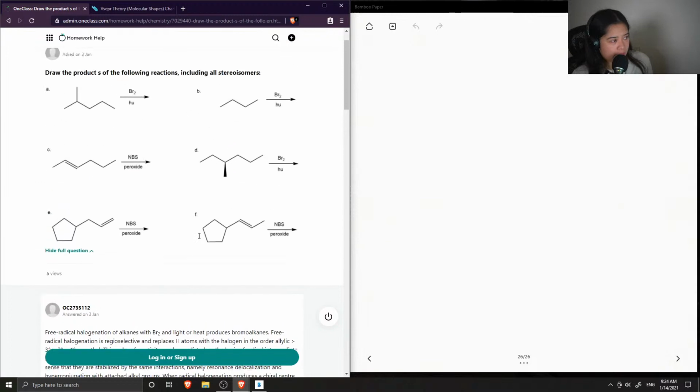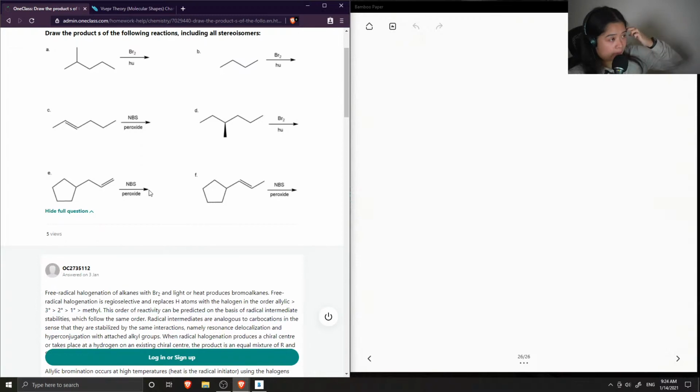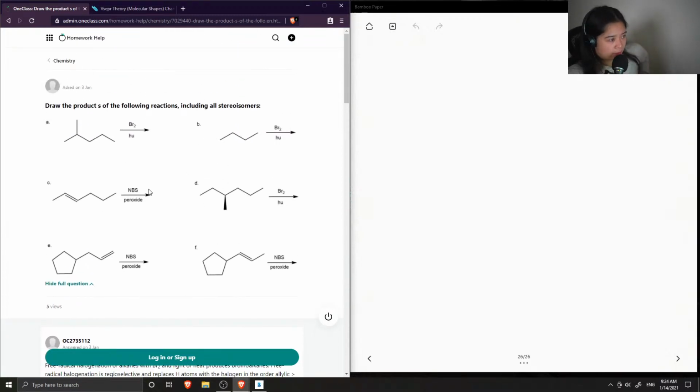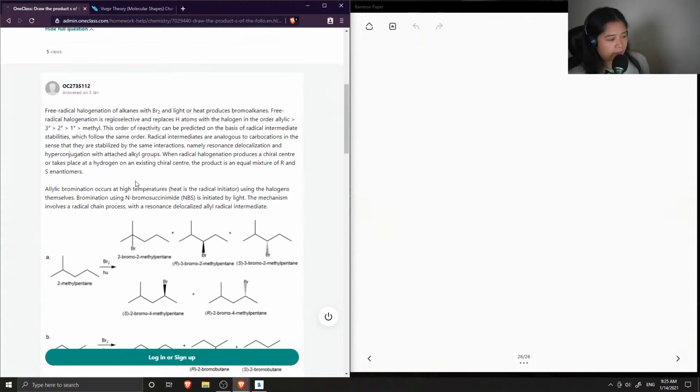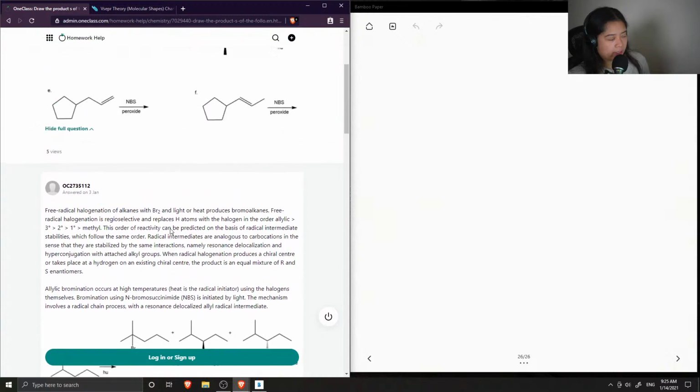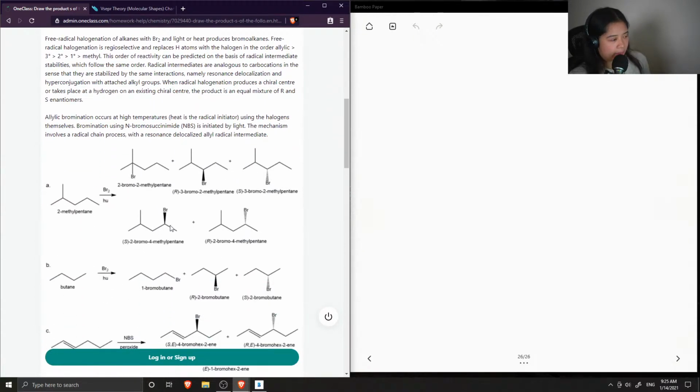Okay, so question 7 is just to draw all the products of these following reactions, including all the stereoisomers. So these are just different examples of how one can add bromine to like an alkane. And I'm just going to show what the junior tutor said, since you can get very like in depth about it.